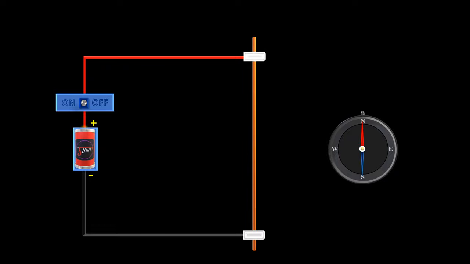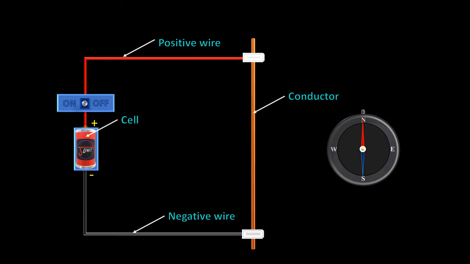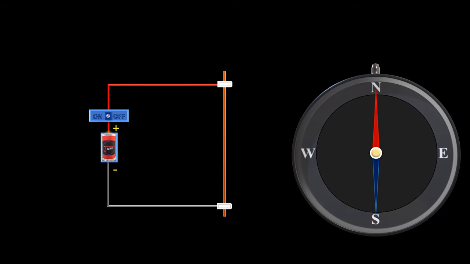Hi, here we have a setup consisting of a copper conductor connected to a cell through the red wire, which is connected to the positive terminal of the cell, and the black wire, which is connected to the negative terminal of the cell. And we have a compass with a magnetic needle. The red part of the needle points towards the north and the blue to the south, just like a suspended bar magnet.